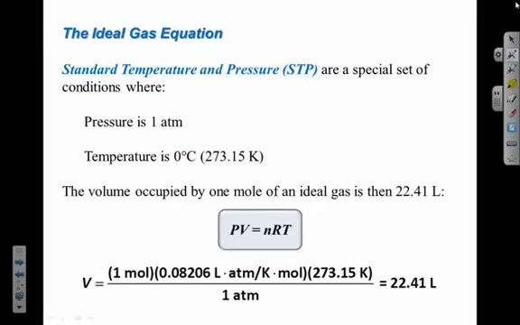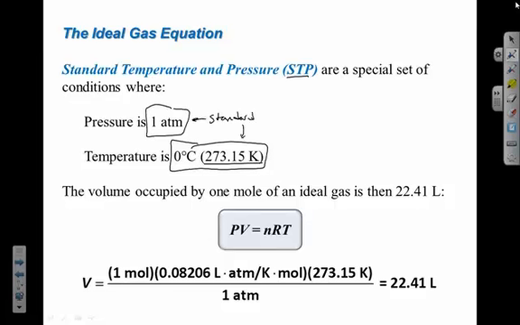So if we look at some problems here in a minute. Here's one example. You might be asked, what's the volume occupied by a mole of gas under standard temperature and pressure? So standard temperature and pressure, you don't have to memorize this, but the standard temperature and pressure are 0 degrees Celsius, or 273.15 Kelvin, and 1 atmosphere is the standard pressure.